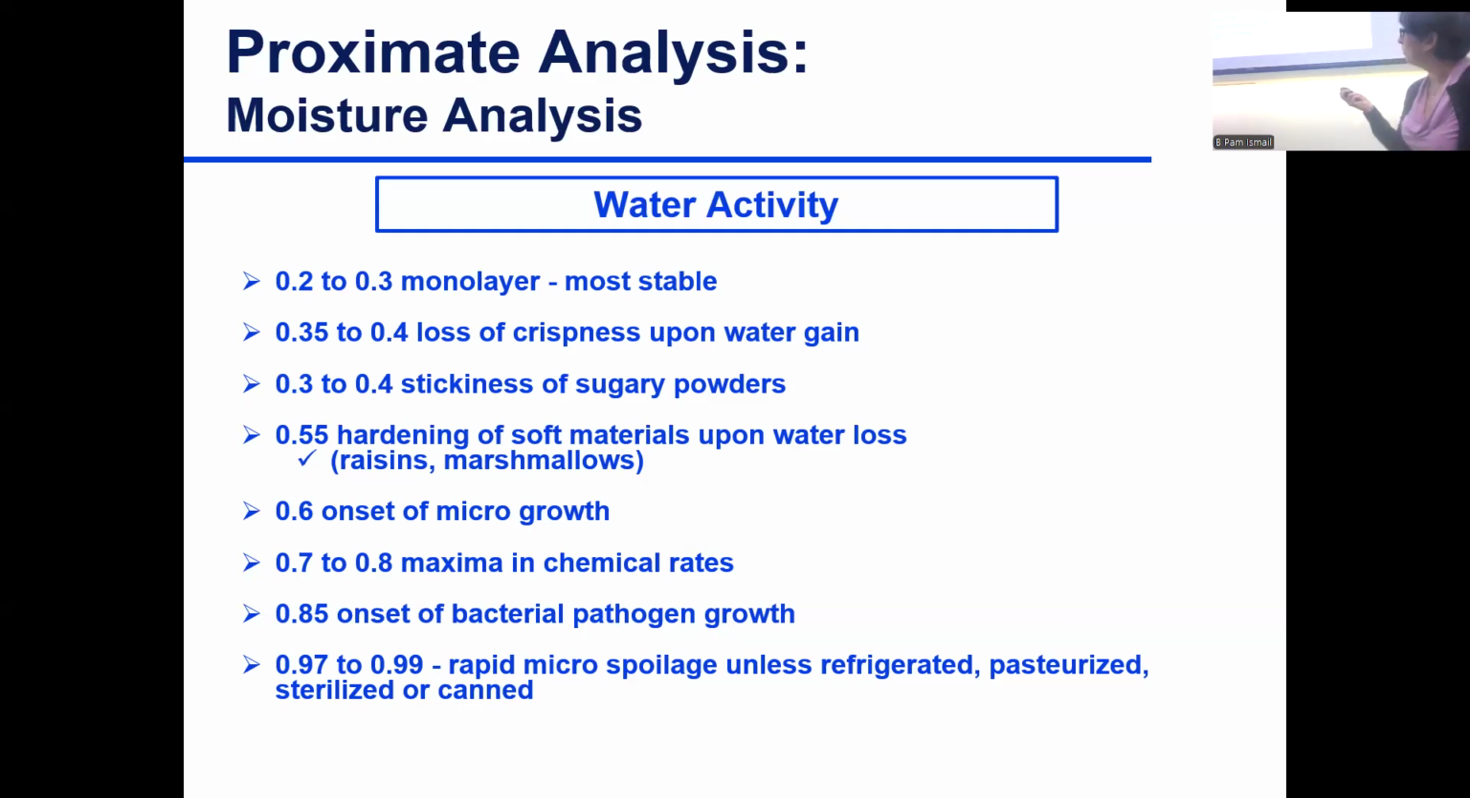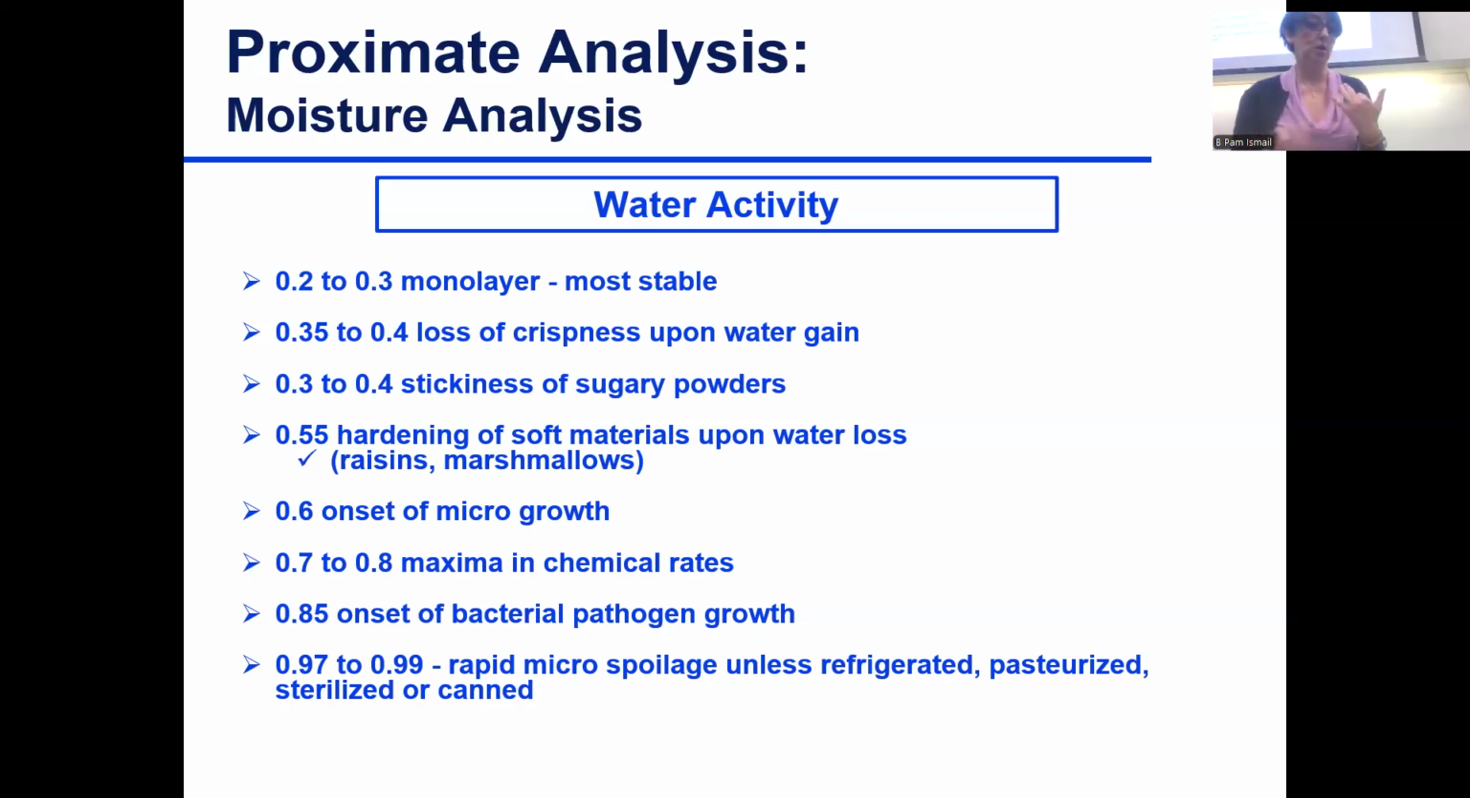And so on, growth of microorganisms, onset 0.6, 0.7 to 0.8 maxima, and chemical reactions like the Maillard reaction, and 0.85, onset of bacterial pathogen growth. And then above that, we get rapid microbial growth. Did you cover that in food chemistry? Kinda? Yeah. Okay. This is just a reminder.